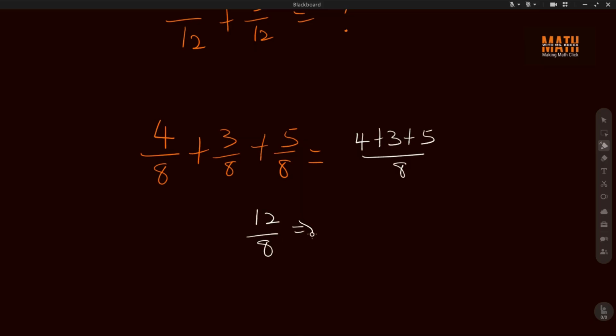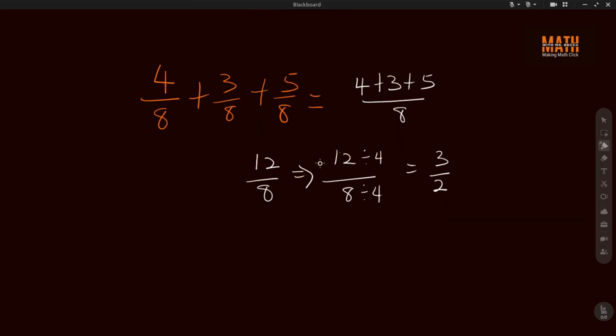When you look at this, you can see that we can simplify further. So we say 12 divided by 4 over 8 divided by 4, and this gives 3 over 2. Now, that is not the final answer because this is still an improper fraction and we can change it into a mixed fraction. And 2 will go in 3 how many times? 1. So that means we'll have 1 whole number, and what will be the remainder? 1. So that means we have 1 over 2, and this will be the final answer.